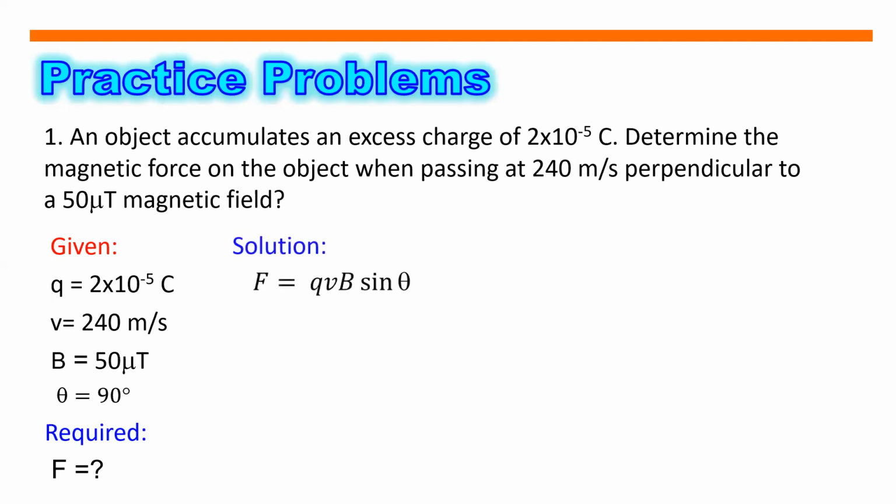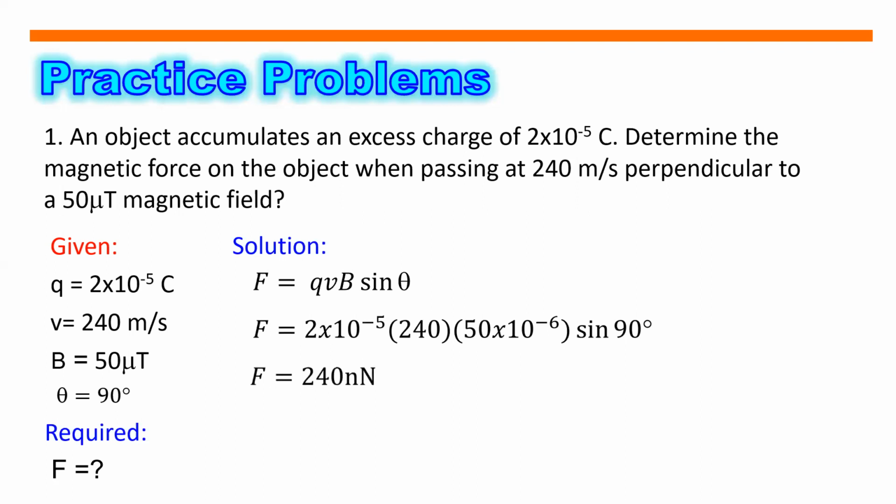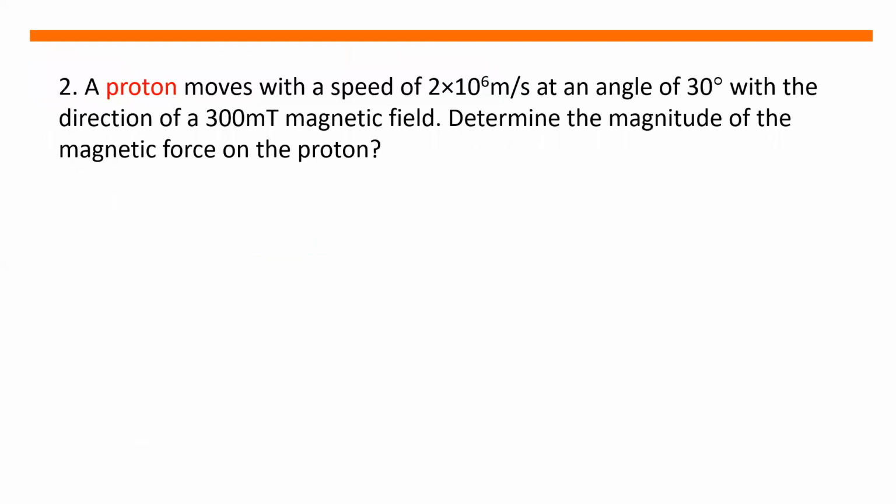The solution is using our equation for the magnetic force of a moving charge in a magnetic field. Then we simply plug in all the values given, and we will get force equal to 240 nanonewtons. For problem number 2: a proton moves with a speed of 2 times 10 to the 6 meters per second at an angle of 30 degrees with the direction of a 300 millitesla magnetic field. Determine the magnitude of the magnetic force on the proton.